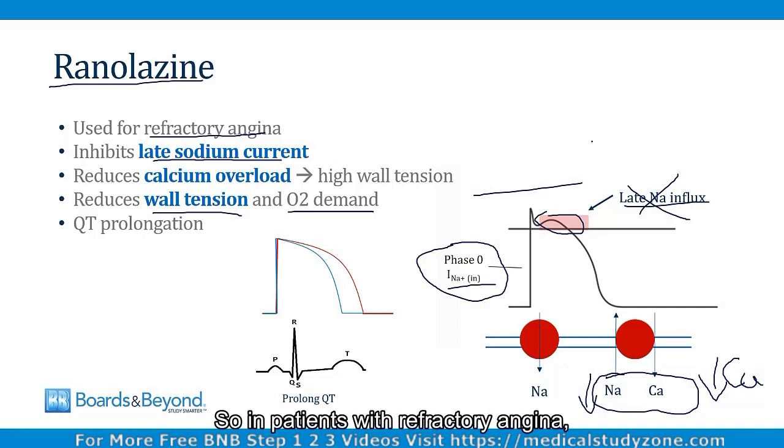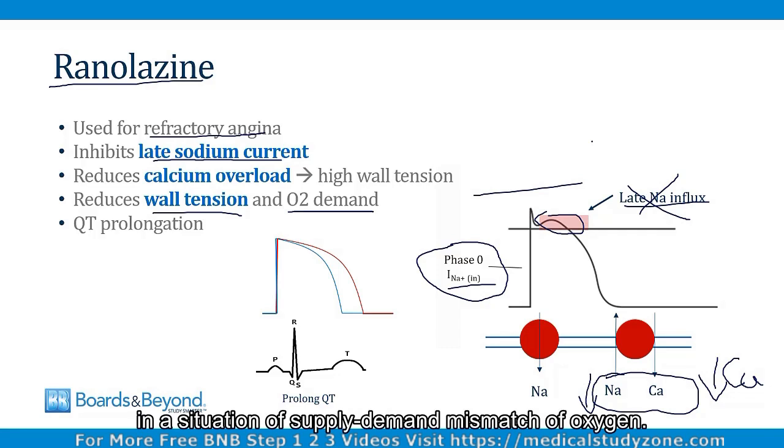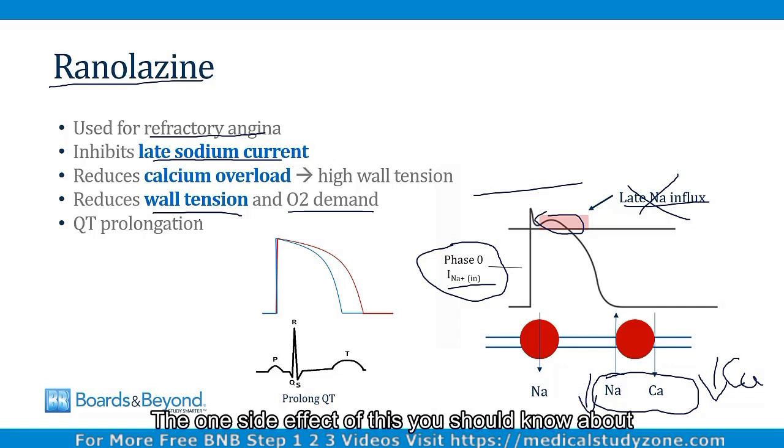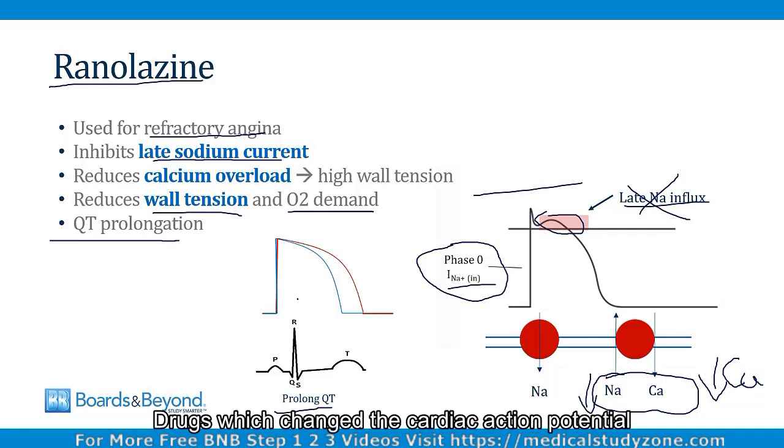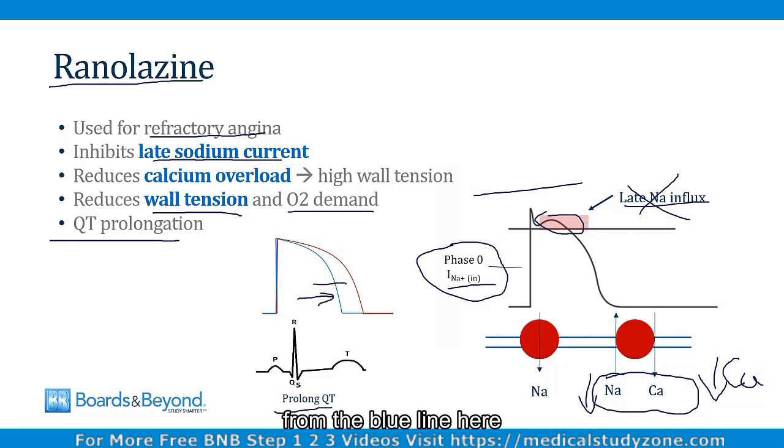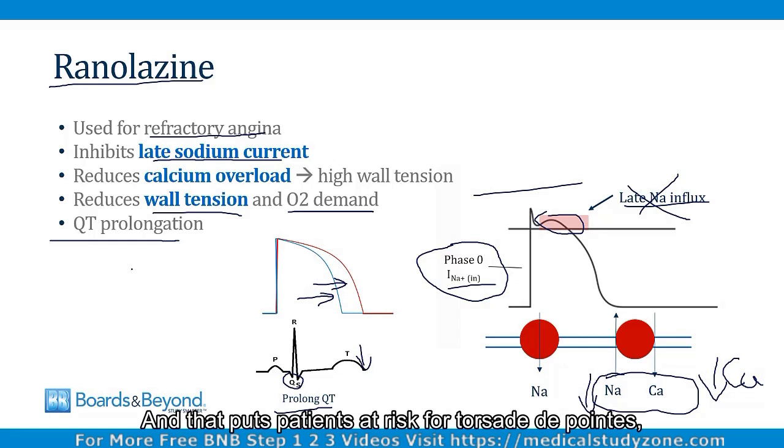So in patients with refractory angina, this can sometimes help by restoring balance in a situation of supply-demand mismatch of oxygen. The one side effect of this you should know about for your boards is it can prolong the QT interval. I've shown this at the bottom of the screen here. Drugs which change the cardiac action potential from the blue line here to the red line here will prolong the QT interval, which is from the QRS complex beginning to the end of the T wave here, and that puts patients at risk for torsade de pointes, a life-threatening cardiac arrhythmia.